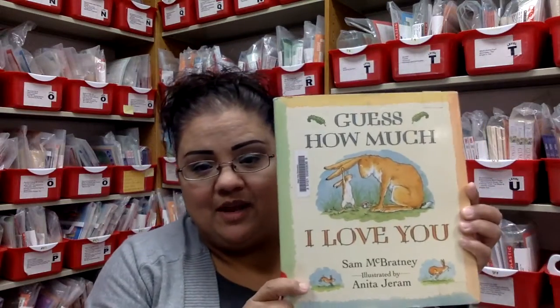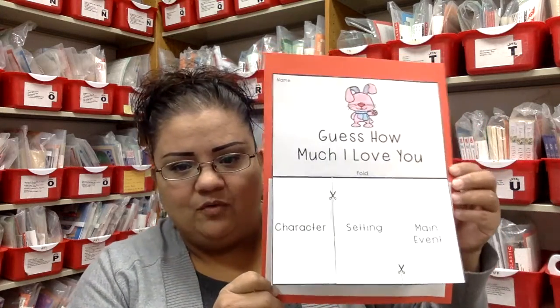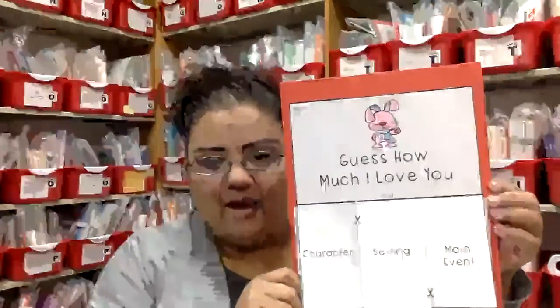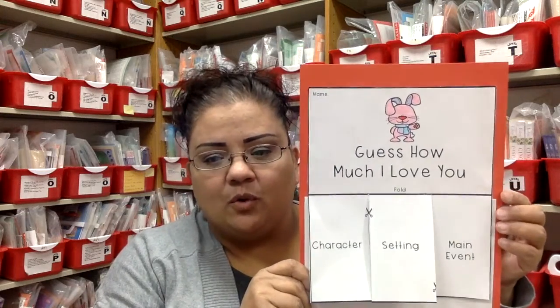So for this particular book, Guess How Much I Love You, that I will be reading with you, I've created a little activity that can be done with students. This activity is geared for kinder, first, possibly second grade, and just to keep them current in knowing what characters are in the story, the setting, and the events that happened. I created this together, and it's a little foldable book where kids can come back and fill in after the story is read.